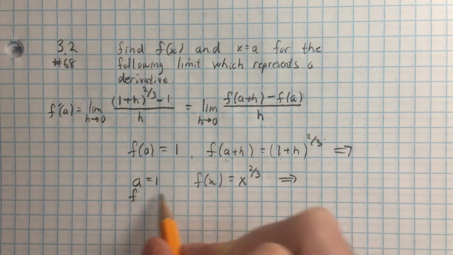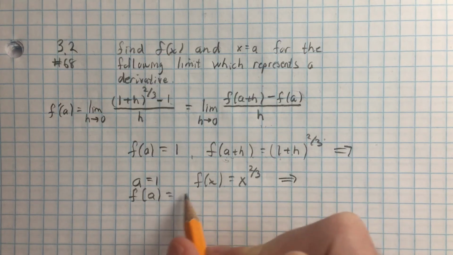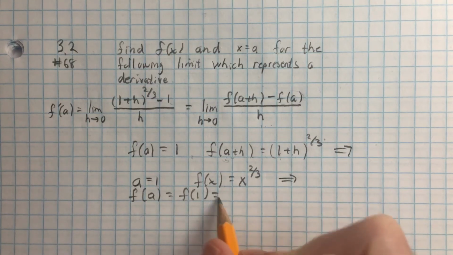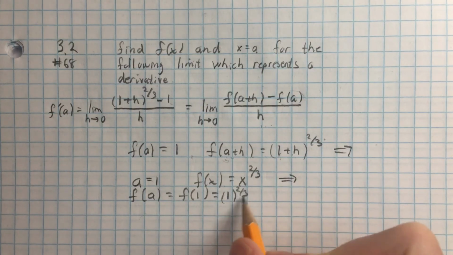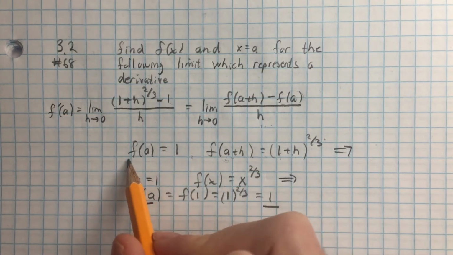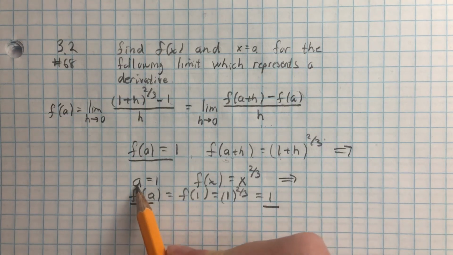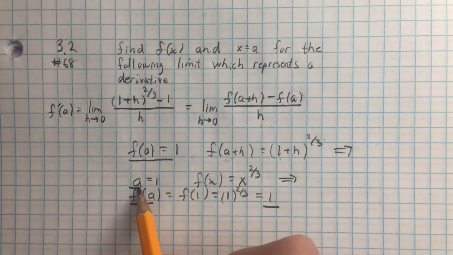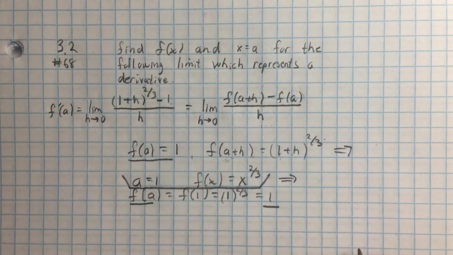So a is 1 in this case. So f of a, according to my guess, would equal f of 1. But f of 1 would be 1 to the 2/3 power. But 1 to the 2/3 power is 1. So therefore I see f of a is 1, as we said back here. So that pretty much guarantees that I have the right a, and the right f. So that would be our answer to the question.